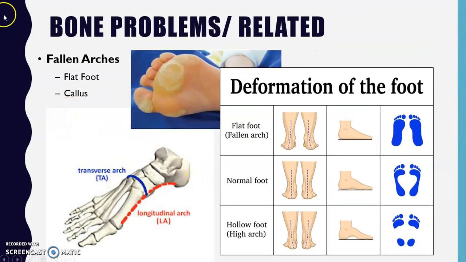Next, ayan. So, tapos na tayo dun sa joint movements. Next are the bone problems, related bone problems. The first one is fallen arches. Fallen arches also known as being flat-footed. So, meron tayong dalawang type ng arch or dalawang arc sa ating paa.